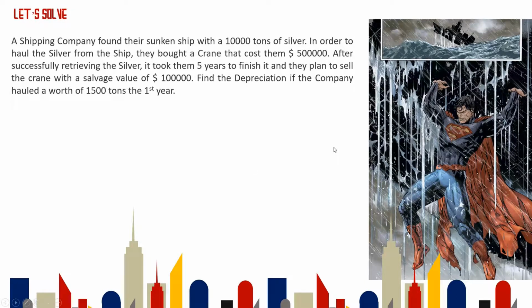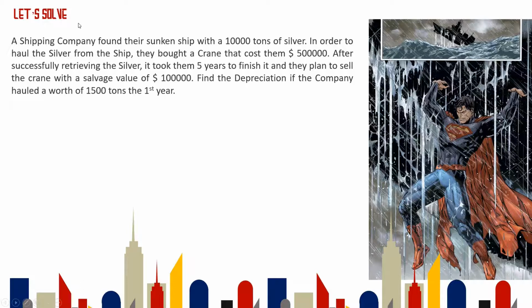A shipping company found their sunken ship with 10,000 tons of silver. In order to haul the silver from the ship, they bought a crane that cost them $500,000. After successfully retrieving the silver, it took them 5 years to finish it, and they planned to sell the crane with a salvage value of $100,000. Find the depreciation if the company hauled a worth of 1,500 tons the first year.